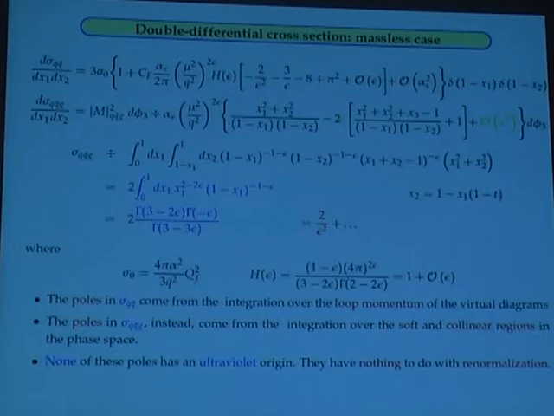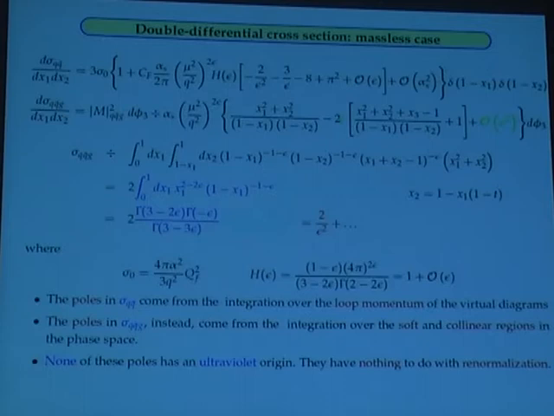They have nothing to do with renormalization. At this point, there is nothing to renormalize. So these are not connected with ultraviolet divergences. Is it clear? This has nothing to do with renormalization. This is something completely different.